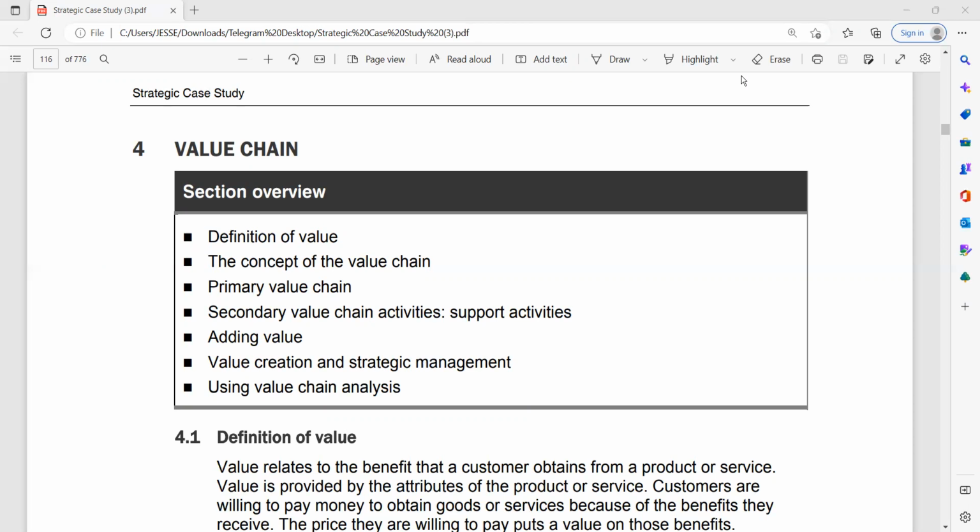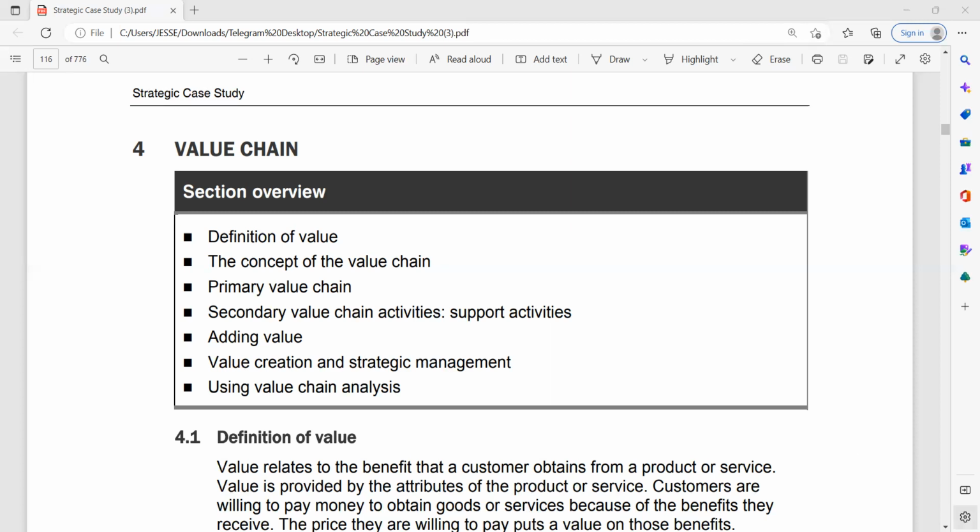So today we'll be discussing value chain. Very, very important. So what's value chain? First, we'll be defining what value is. We'll talk about the concepts of the value chain, the primary value chain, secondary value chain activities, how to add value, and the value chain analysis as well.